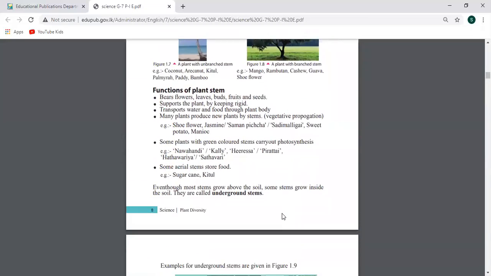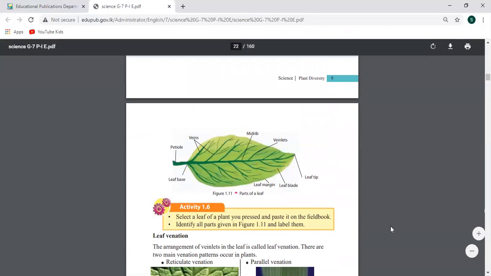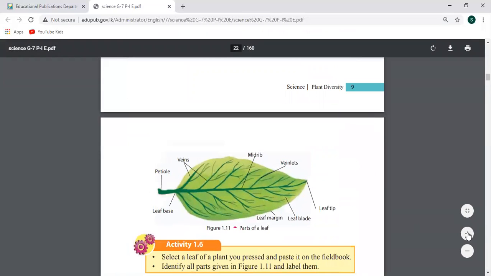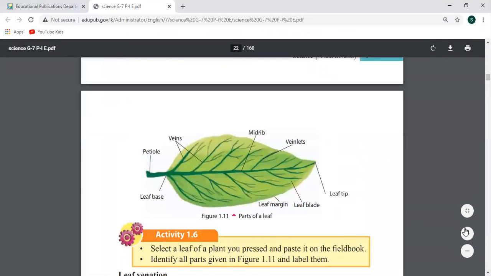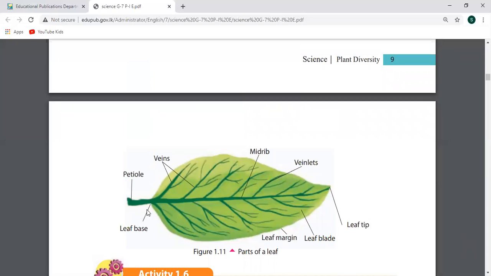So there are so many functions of the plant stem. The main thing that we should study is the parts of a leaf. Here, this is the midrib, and these are the veinlets, and this is the leaf tip. This is the leaf blade. This is the leaf margin. This is the leaf base, and this is the petiole, and these are veins.